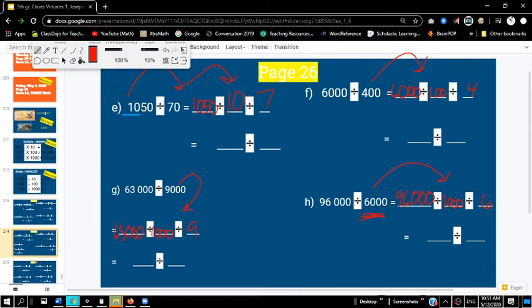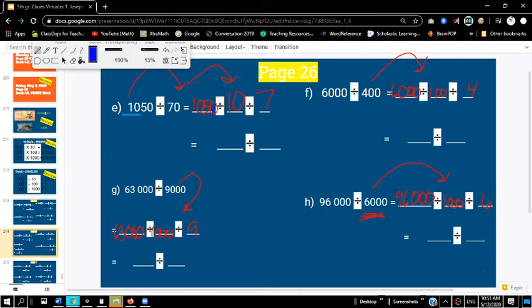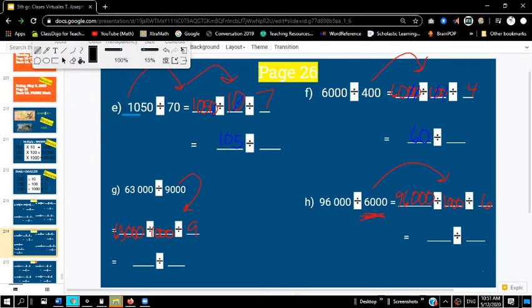What I can do is I can just simplify these by dividing, just like we've done before. I'll do that second step maybe in blue, so we're understanding. I can divide both sides by 10, and I'm left with 105. On this one, letter F, I'm going to divide both sides by 100 by getting rid of those two leading zeros, and I'm left with just 60. Let me pick a different color because it's a blue background. Here we go. If I divide both sides by 1,000, I am left with 63.